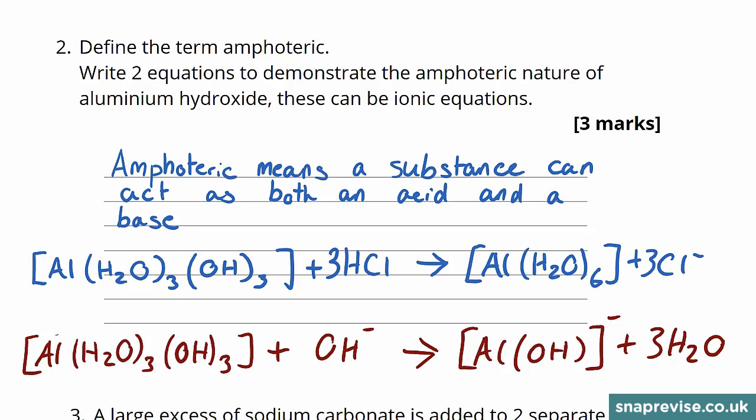So now we've shown that aluminium hydroxide reacts both with an acid and with the basic hydroxide ions, so we've shown it has acidic and basic behaviour.